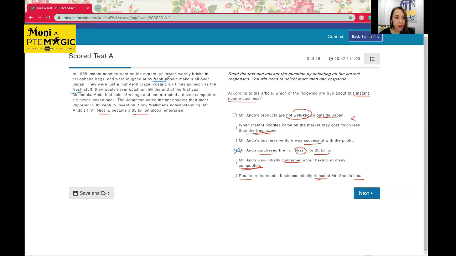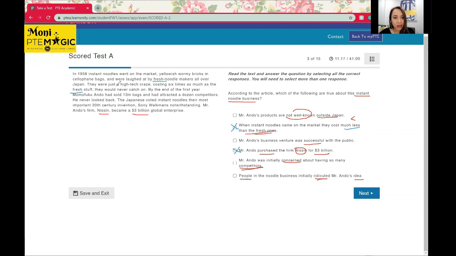And were laughed at by fresh noodle makers all over Japan. They were just a high-tech craze costing 6 times as much as the fresh stuff. They would never catch on. Okay, so they were more expensive. They didn't cost less, but they cost more than the fresh ones. But in here it says cost much less, which is incorrect. It should cost more, like 6 times more.